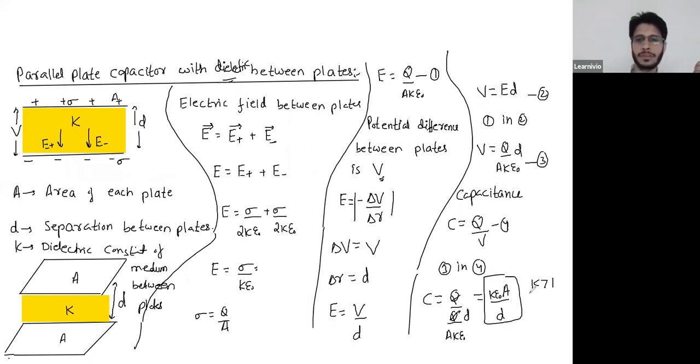I don't have much space here, so I'm writing it here. C medium is greater than C air. So if you place a medium having dielectric constant K in between the plates of the capacitor, then the capacity will increase and simply becomes K times. If you place a medium having dielectric constant 20, your capacity will become 20 times. If you place a medium having dielectric constant 1000, then your capacity will become 1000 times.